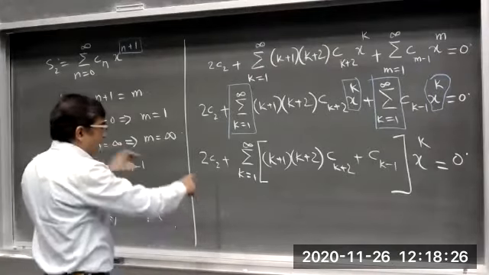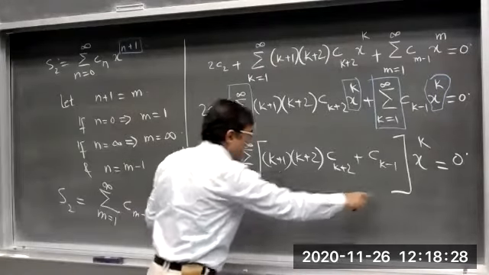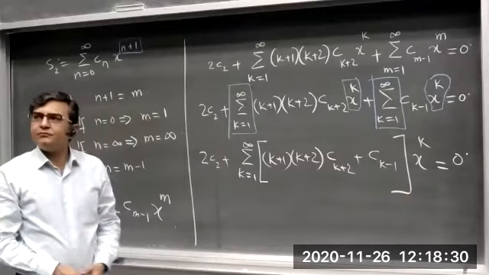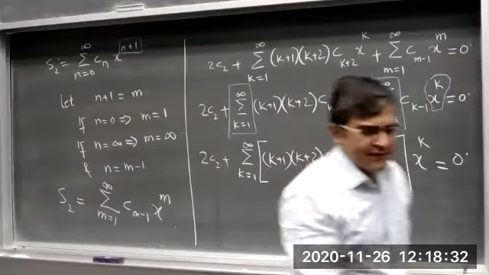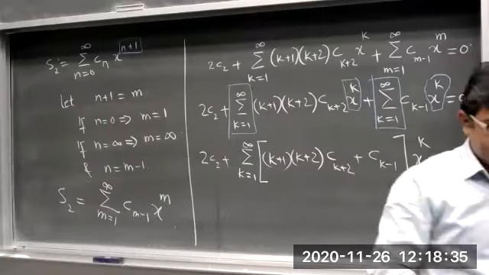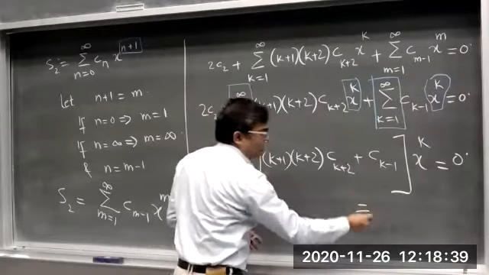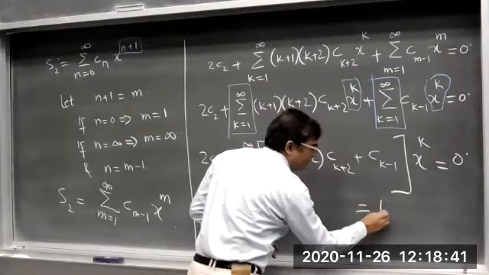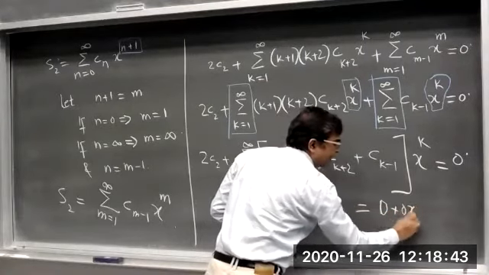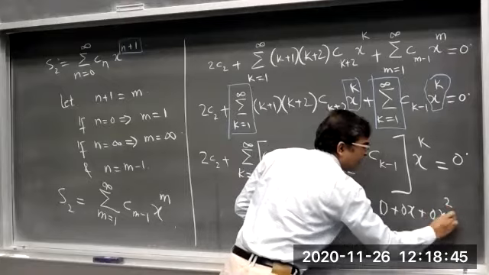Now, from here, we can compare the coefficients of the same powers of x on both sides. For example, the right-hand side, we can write it as 0 plus 0x plus 0x square plus so on.